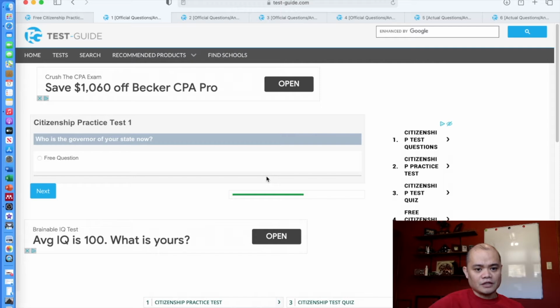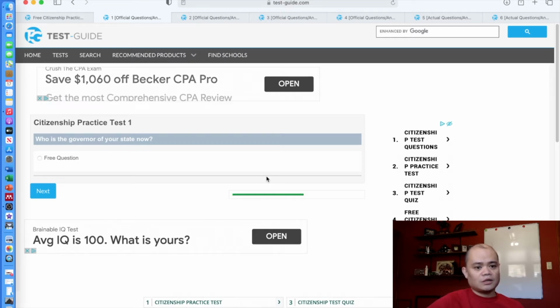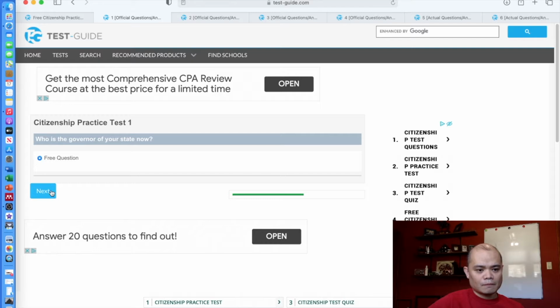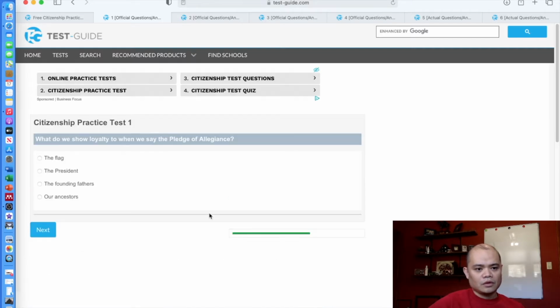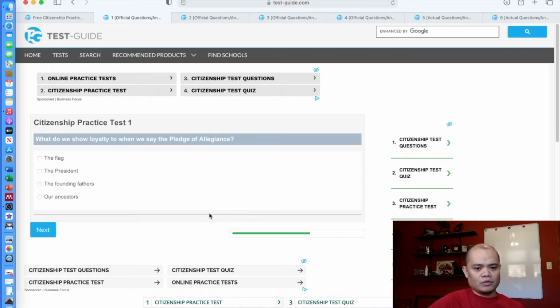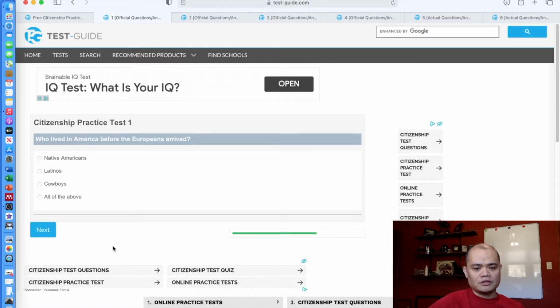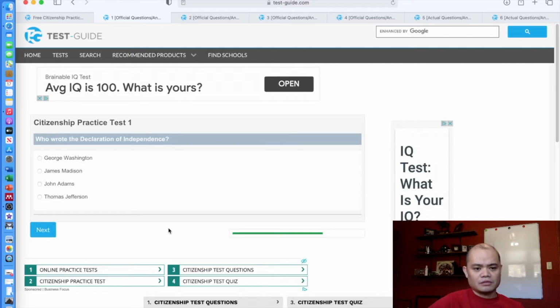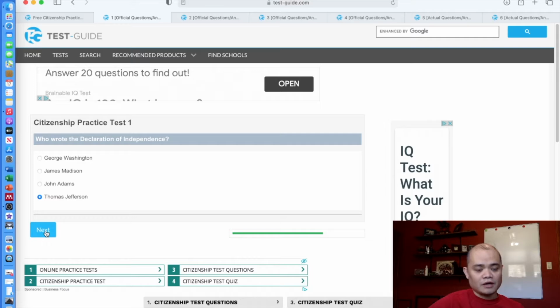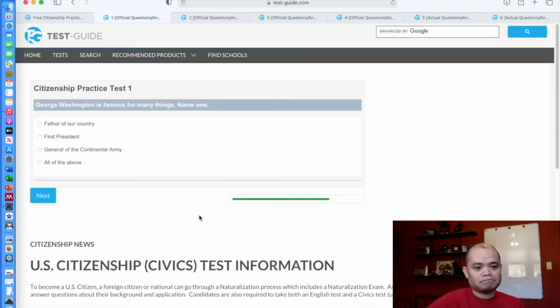Who is the governor of your state now? Where I live in West Virginia, it will be Jim Justice. What do we show loyalty to when we say the Pledge of Allegiance? The flag of the United States. Who lived in America before the Europeans arrived? That would be the Native Americans. Who wrote the Declaration of Independence? That will be Thomas Jefferson, the maker of UVA, where I graduated from.